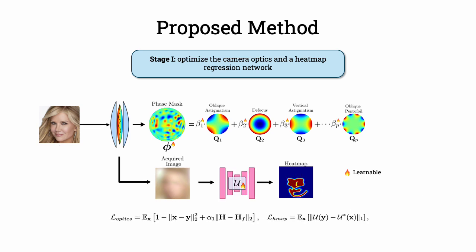At the same time, we optimize the face mask with a heatmap regression network to extract the face heatmap information. Our goal is to obtain a heatmap from the privacy-preserving image that closely resembles the heatmap derived from the original image. To achieve this, we incorporate this additional loss function. Overall, we fine-tune the camera model and the regression network end-to-end to gradually distort the optics and learn to extract the heatmap from the privacy-preserving image using the following full objective function.